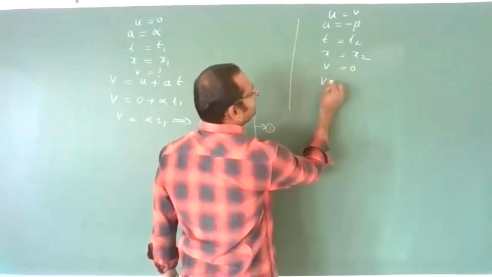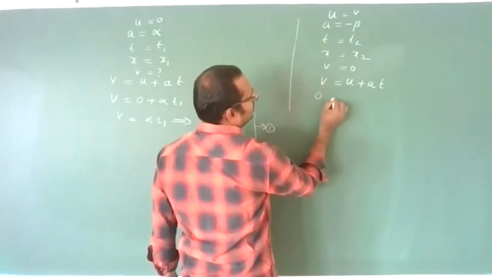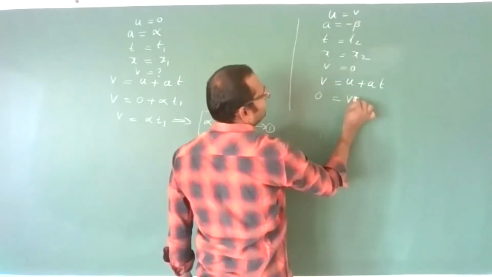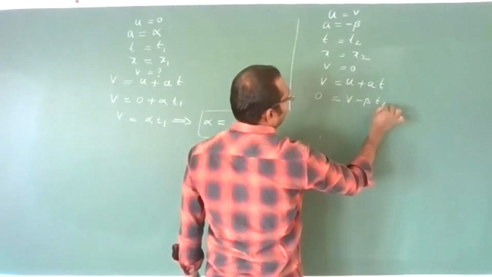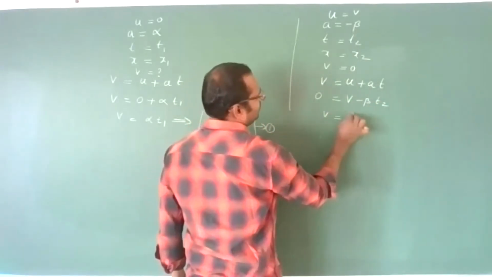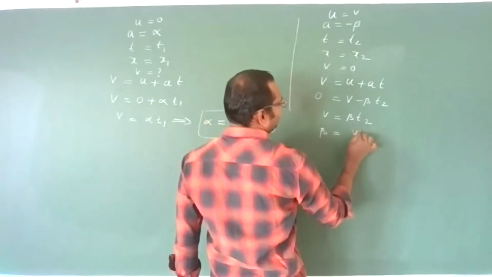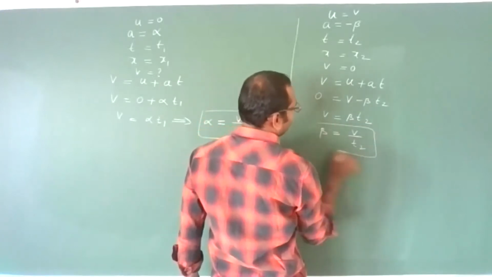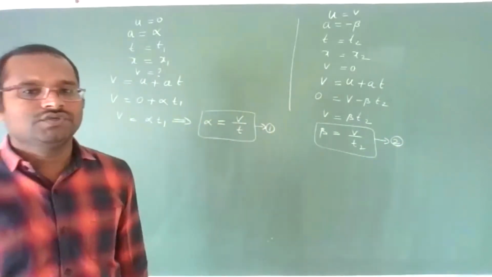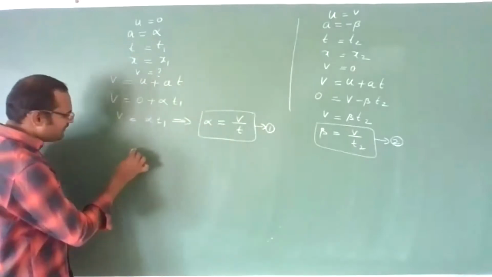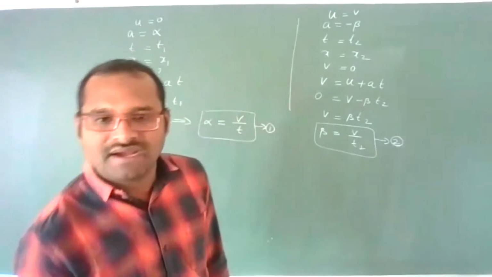Now when it has velocity v, it starts decelerating and comes to rest. Again apply the formula v is equal to u plus at. The final velocity is 0, equal to the initial velocity v plus a, which is minus beta, into t2. So v is equal to beta into t2. Then beta is v by t2. Remember this as equation number 2. So from these two equations, can we write alpha by beta or beta by alpha?